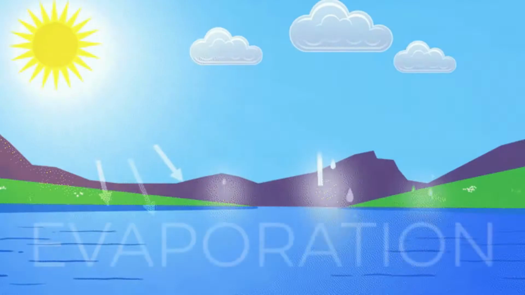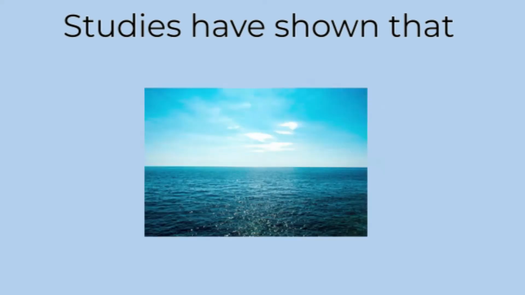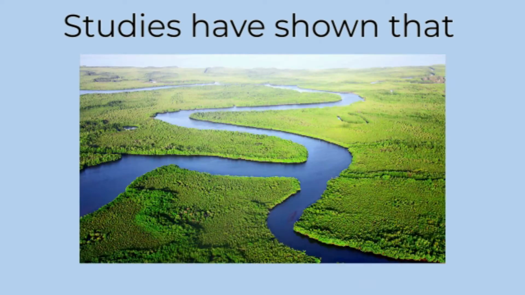Let's define evaporation and transpiration. Evaporation is the process of changing a liquid state into vapor. It is the primary pathway that water moves from the liquid state back into the water cycle as atmospheric water vapor. Studies have shown that seas, lakes, and rivers provide nearly 90% of the moisture in the atmosphere via evaporation, and 10% is contributed by plant transpiration.